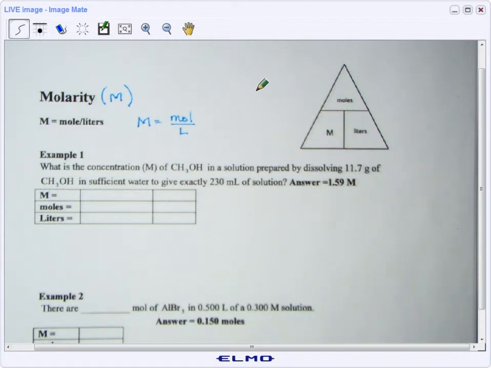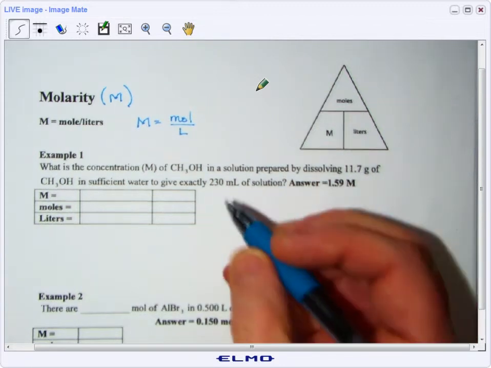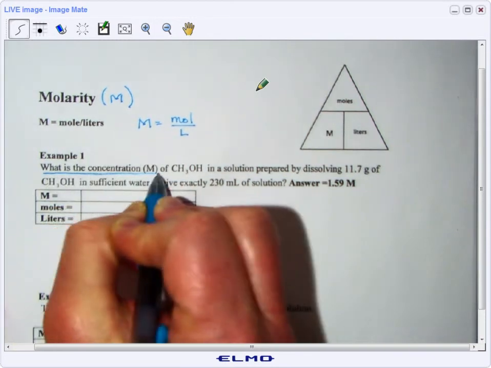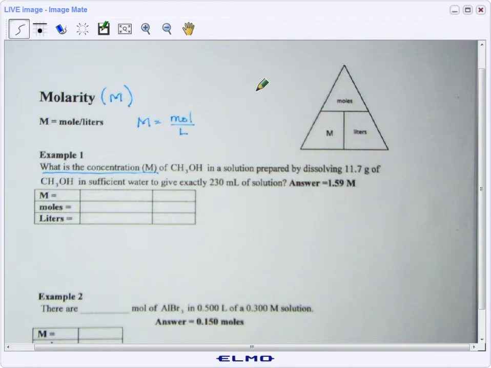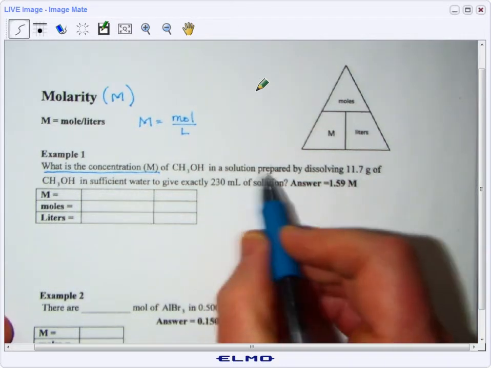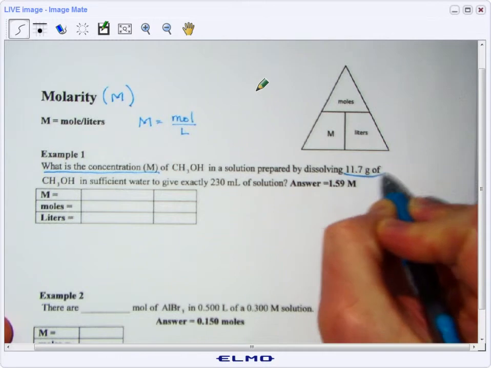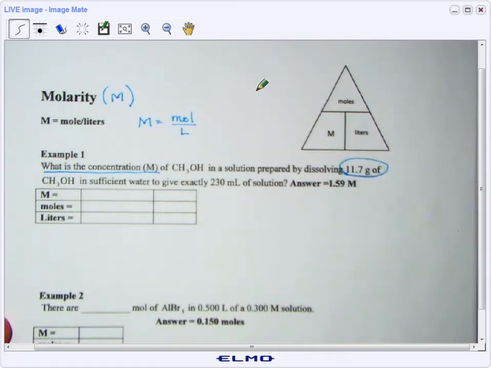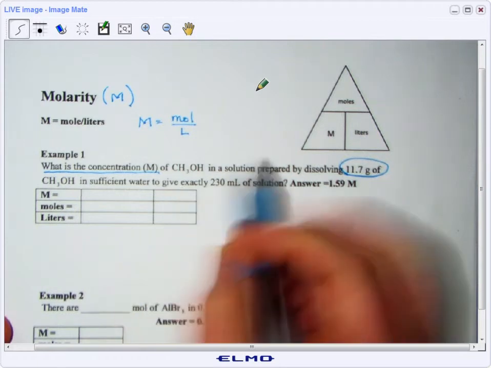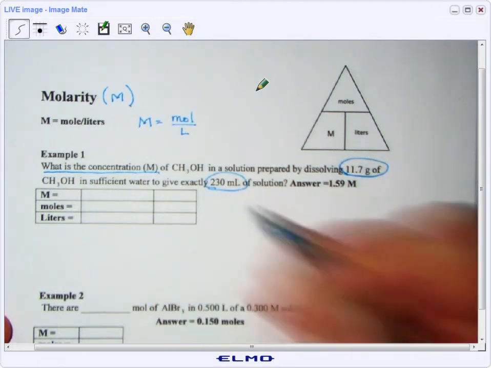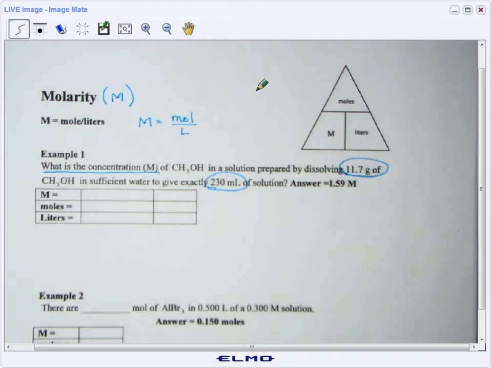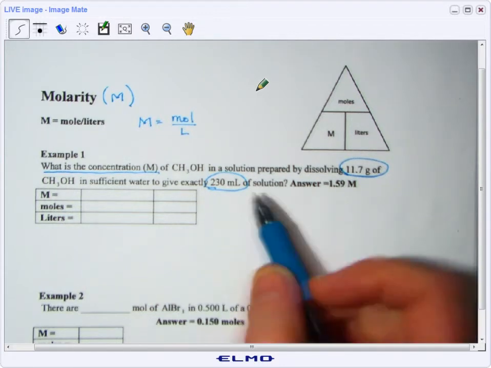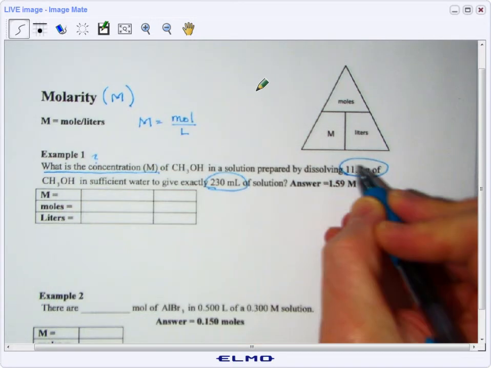So let's go through some examples on how to do that, and I'll let you work on your own. What is the concentration? Again, we're going to underline what we need to know. In a solution prepared by dissolving 11.7 grams to give 230 milliliters. So we have three variables: molarity, moles, and liters. They have to give you two of them somehow. So this is what I'm trying to find. These two are what's given to me.